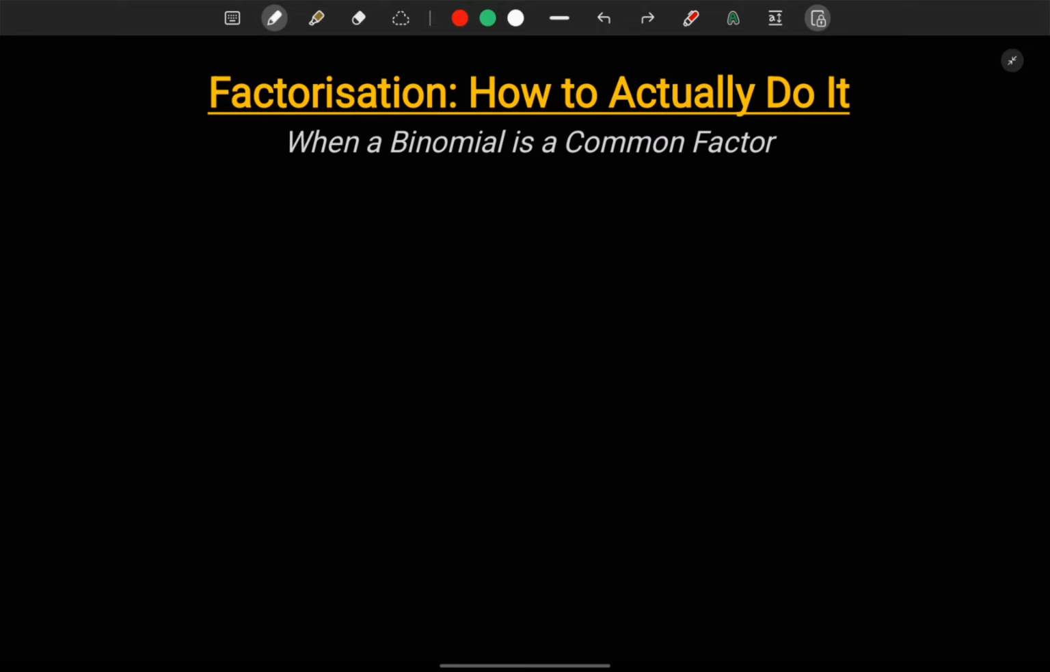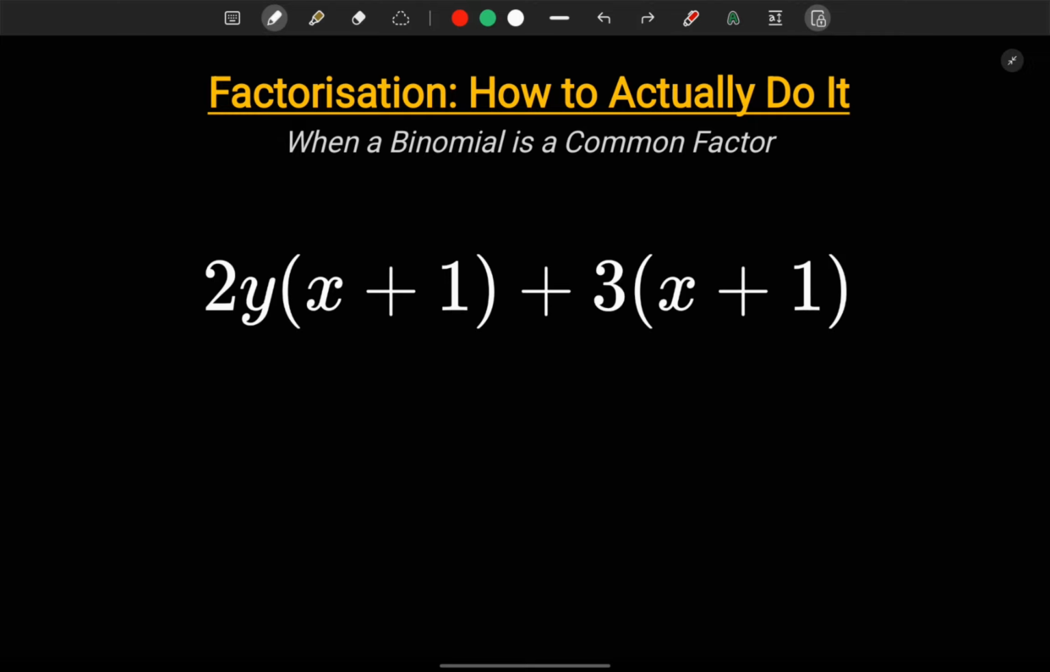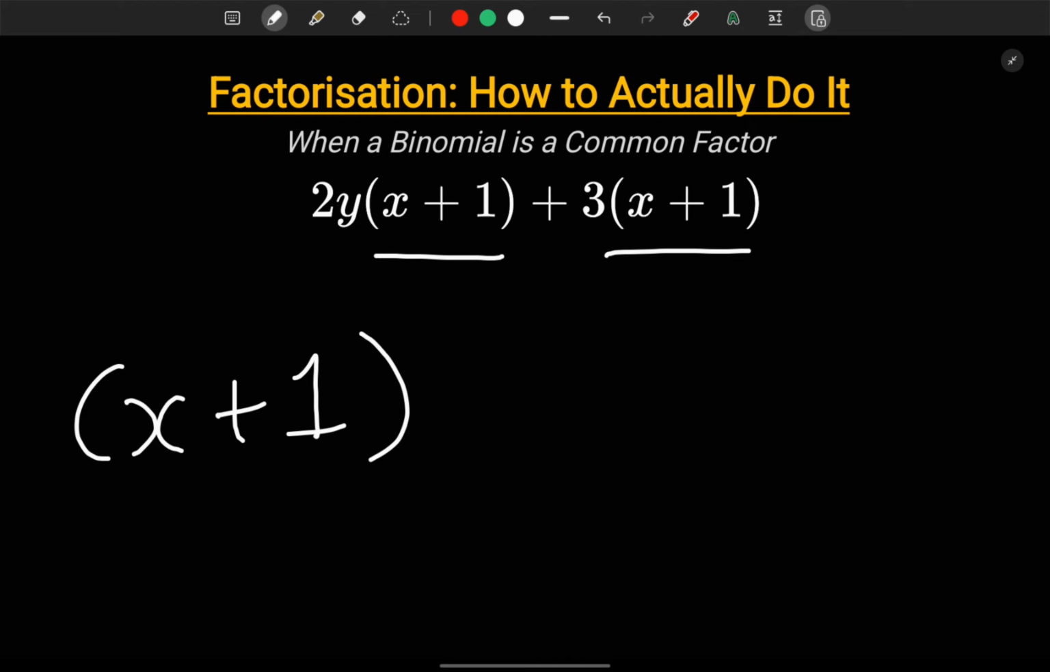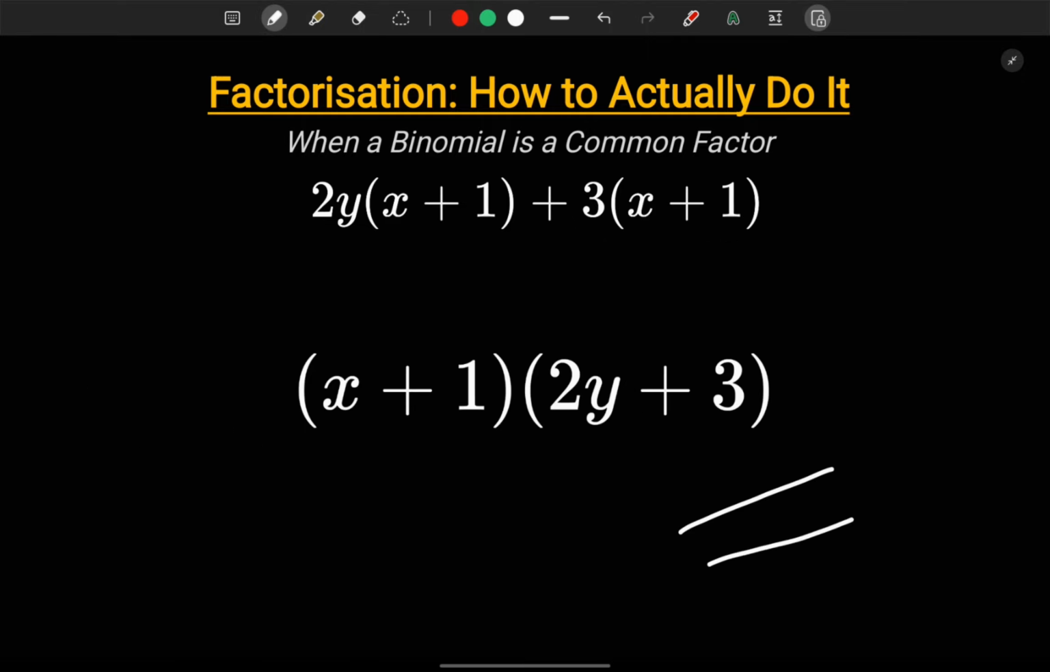Moving on, we'll learn how to factorize when a binomial is a common factor. In some cases, instead of a number or a letter, the common factor itself is a binomial, like in this example. Here, we can see that x plus 1 is present in both terms. So, we pull it out. x plus 1, and what do we have left? 2y and plus 3. So we write that in the bracket. 2y plus 3. And that's it. So remember, a common factor can be a number, a variable, or even another expression.